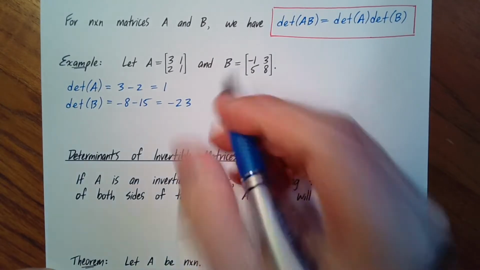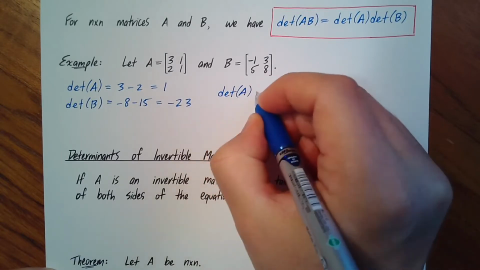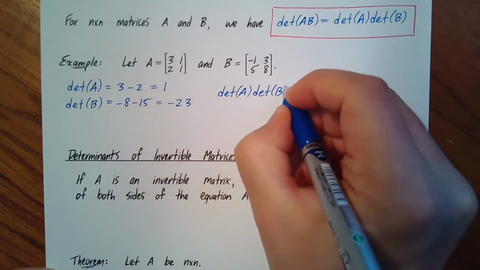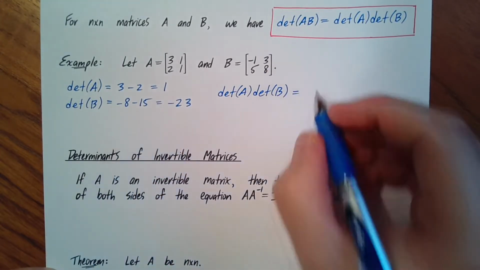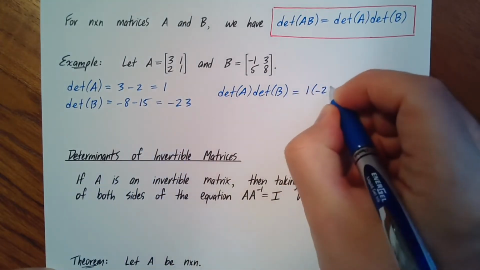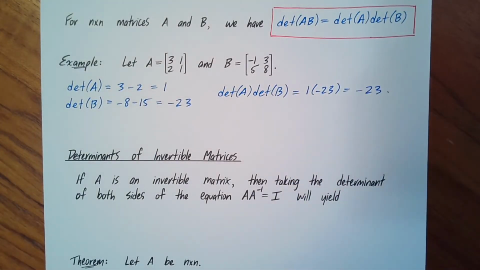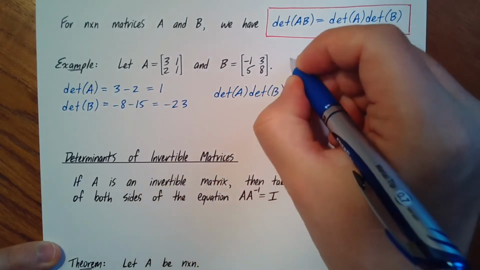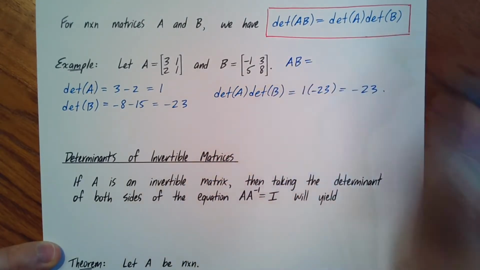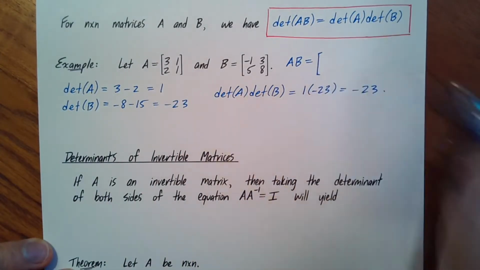If I multiply those two results, the determinant of A times the determinant of B, I'm going to get 1 times negative 23, which is equal to negative 23. Okay, so let's keep that in mind. And now let's compute the product AB. There's room up here. We can write down the product matrix, A times B. It's a 2x2 multiplied by a 2x2, so the result is also going to be a 2x2.